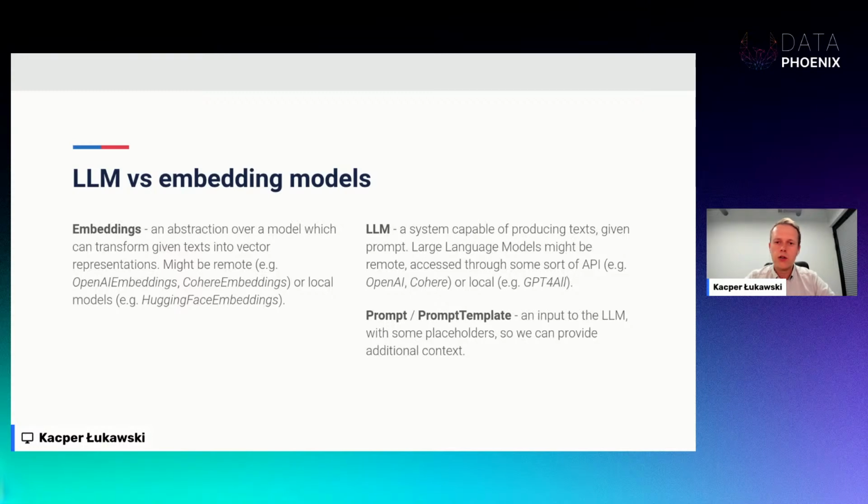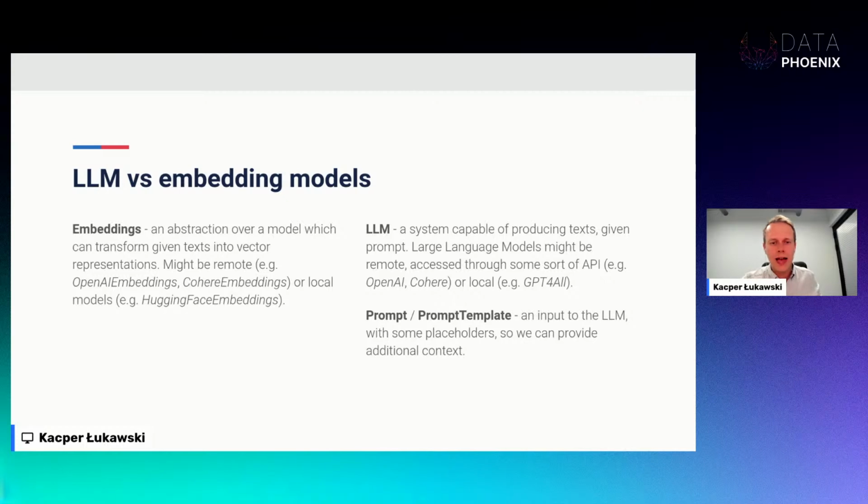Those models are used not to generate different vector representations, but to generate text instead. So an LLM takes a prompt as an input and produces the output based on that prompt. One of the most popular examples are OpenAI models, but Cohere is another provider here. But you can also use models that you can host on your own, like GPT4All, that exposes multiple different models with the same interface.